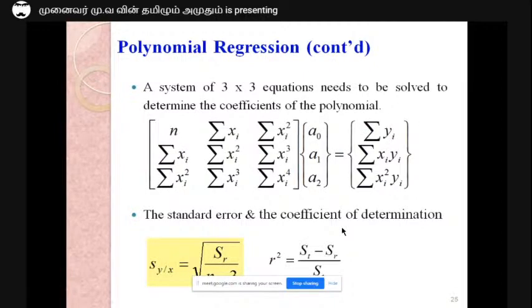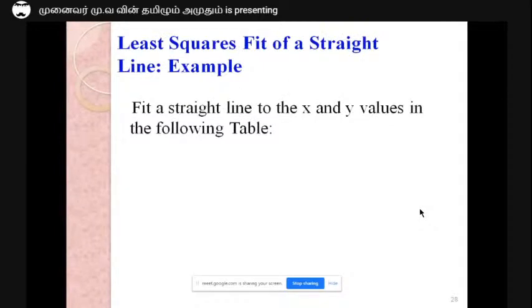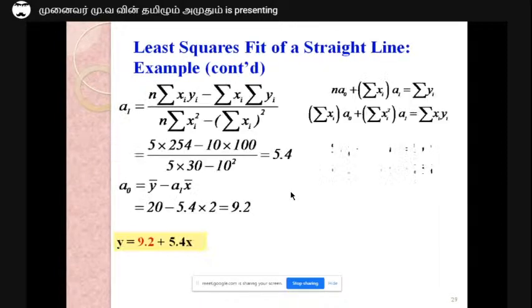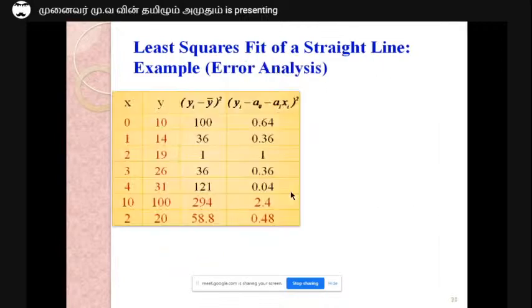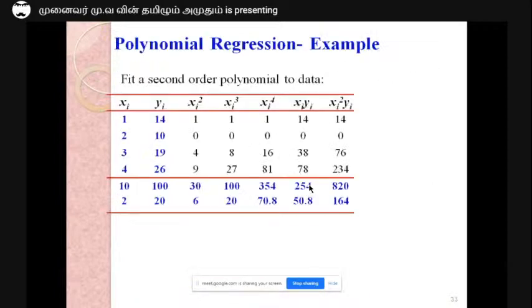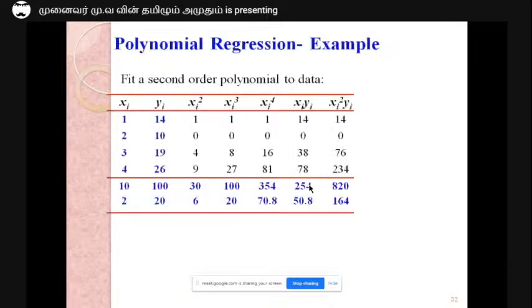This is the ANOVA for the single factor fixed effect model. These things I have given in detail in the manual calculation theory. Least squares fit with a straight line example, which we have come across in Excel. Variation and the other terminologies related to the mathematical model: variation, covariation, and polynomial regression.